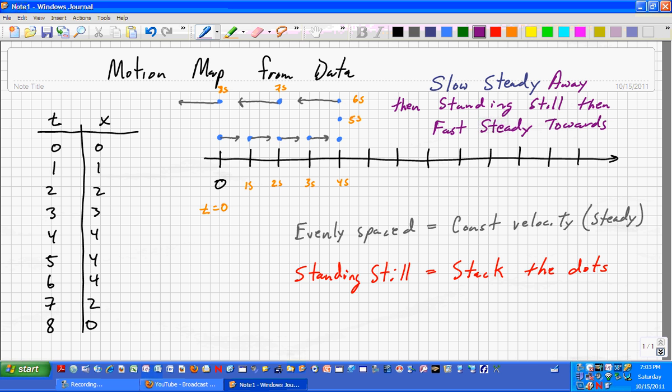Motion map for a little more complicated motion. And we created that from this data.